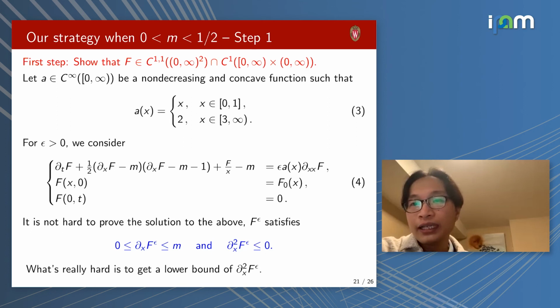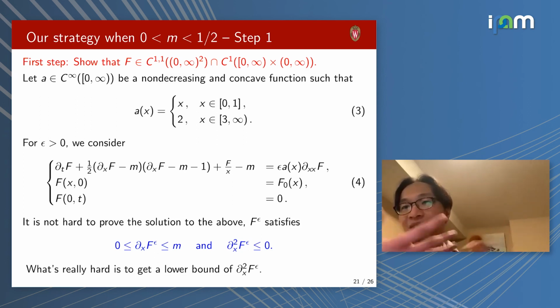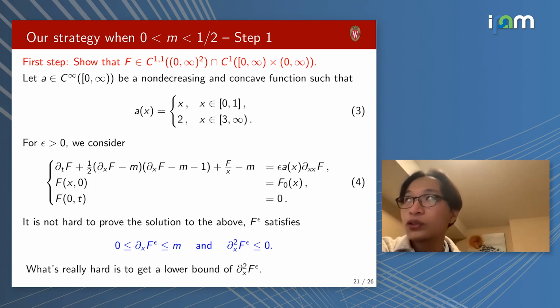So what we got here is that the first type of estimates is not so hard. To prove that u^ε_x is between 0 and m, it's just the maximum principle. And you can see that this is a quadratic type PDE. In general, if you have a convex, quadratic, whatever, general convex Hamilton-Jacobi equation, you can prove that your solution is semi-convex. In this case, actually, we can prove that u^ε is concave. That's not hard. It's just the maximum principle.